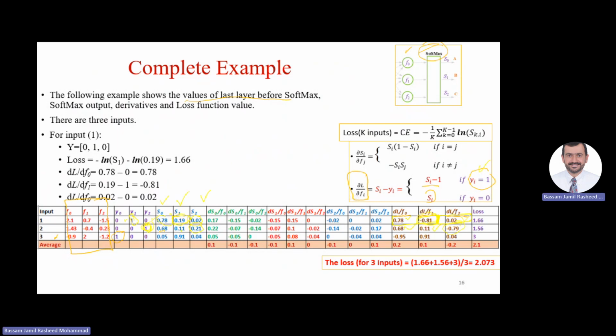Okay? Now, third input. I have the first one as the correct output, which means I'll have to take the first S and subtract it from 1. That gives me minus 0.95. And the others, 0.91 and 0.04, drop as they are. So that enabled me to compute delta L over delta F. Now I need to average them. So for these three inputs, I add and average all these values, add, average, add, average. So I get these numbers.